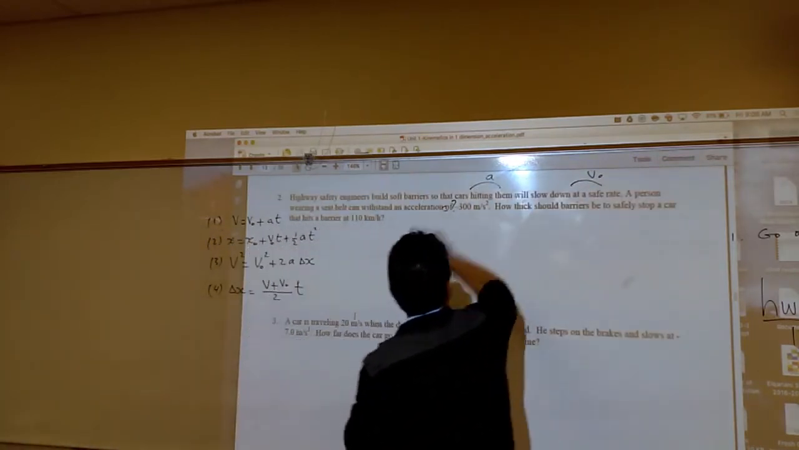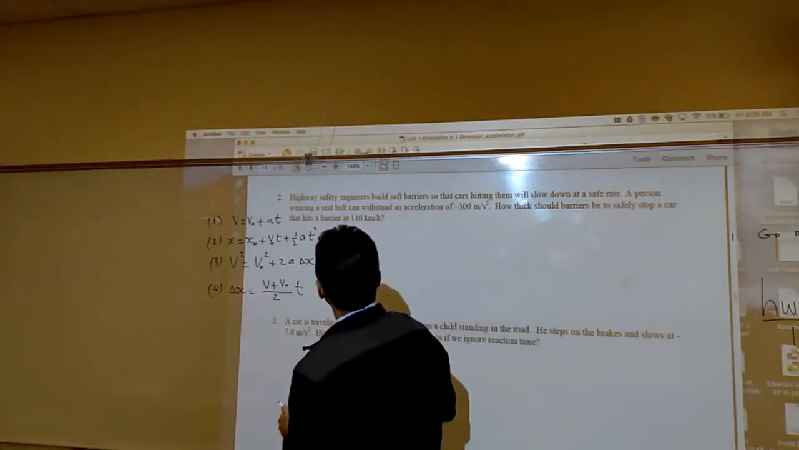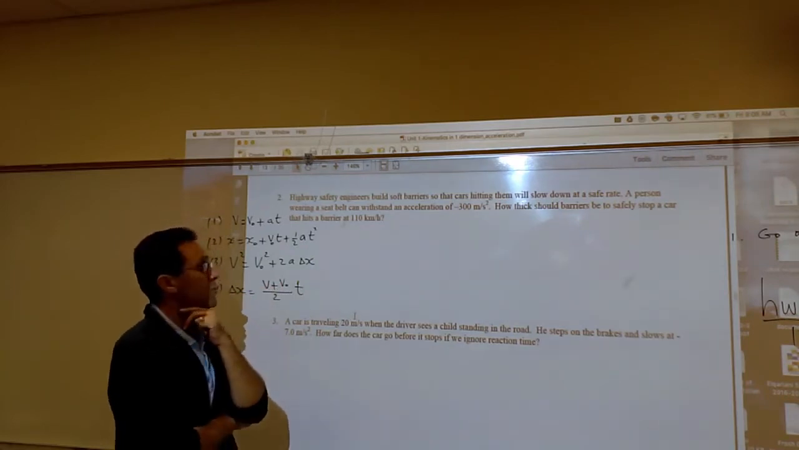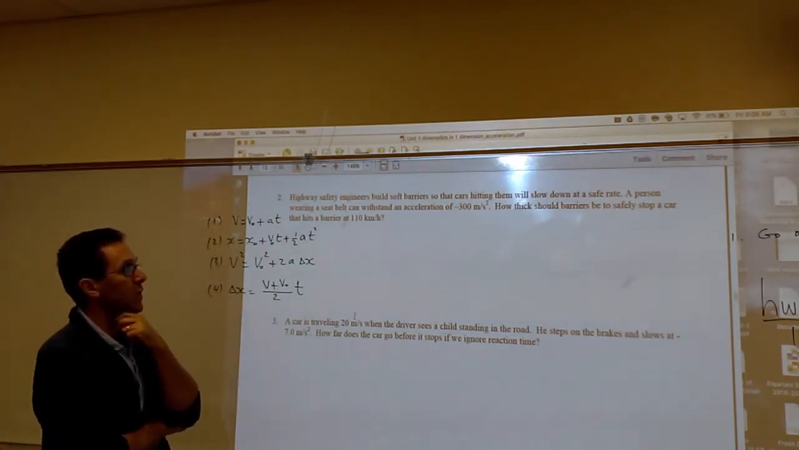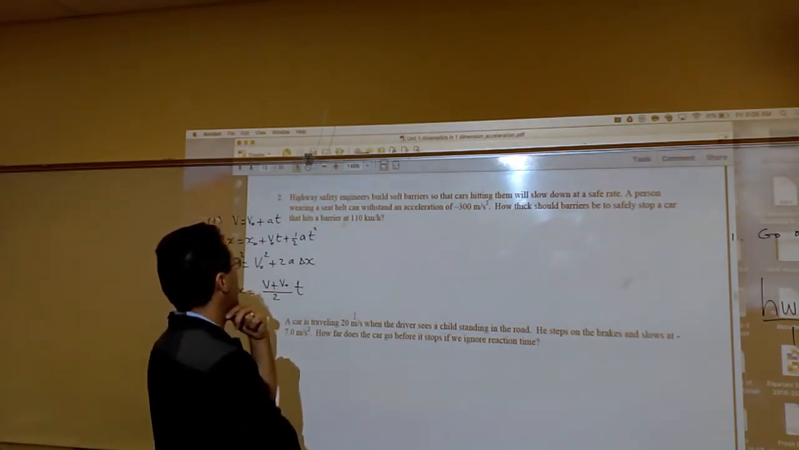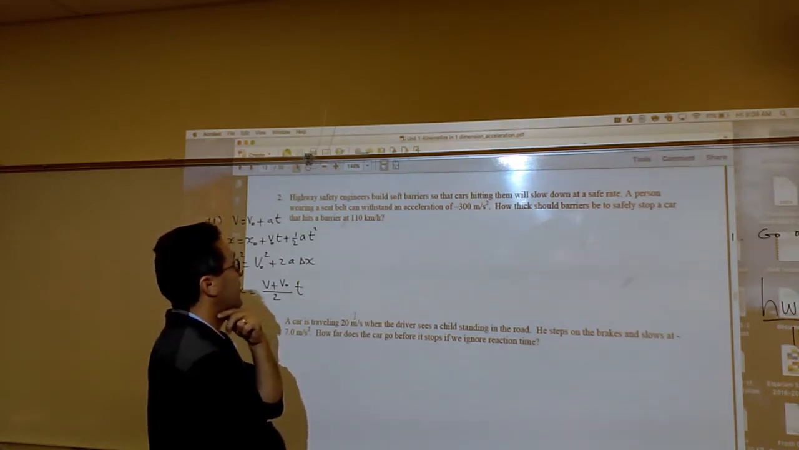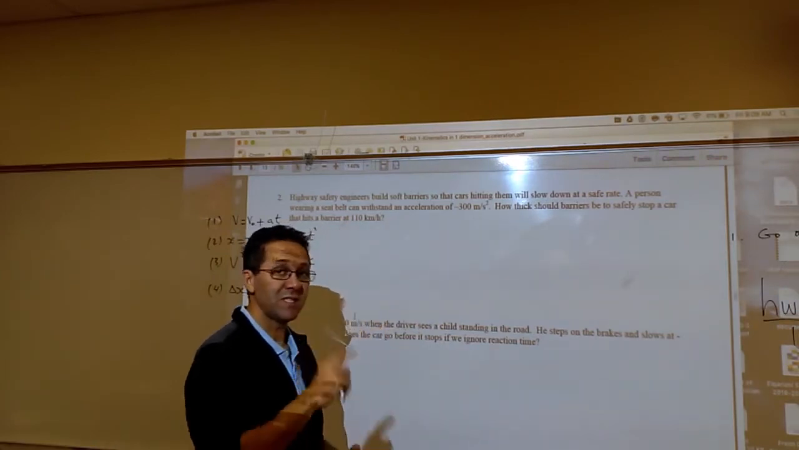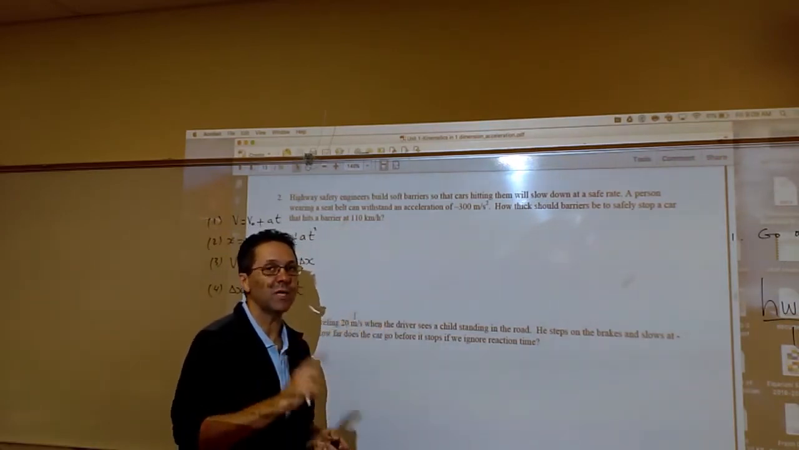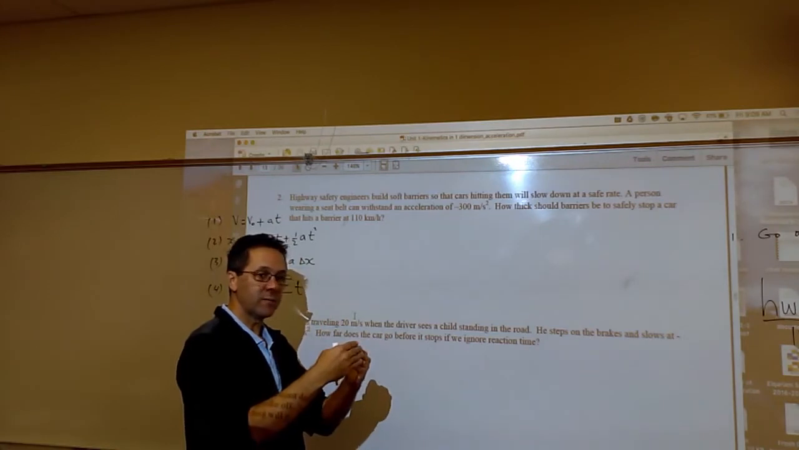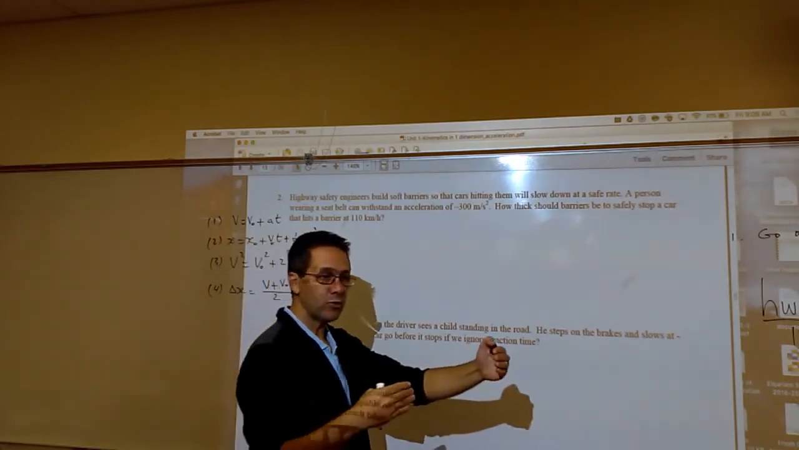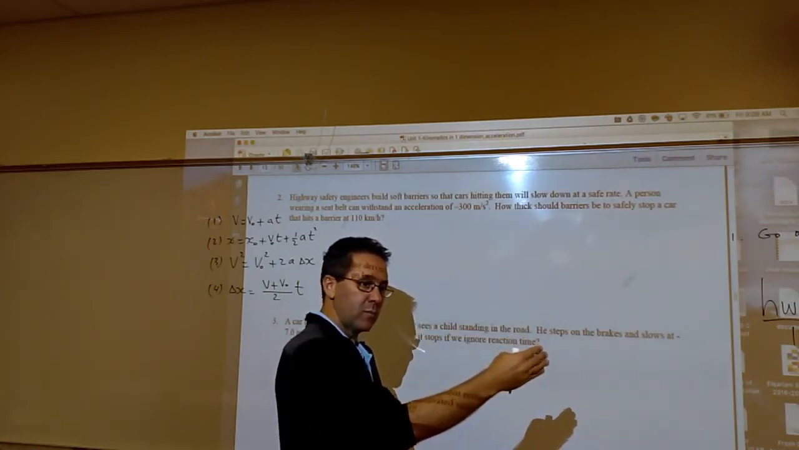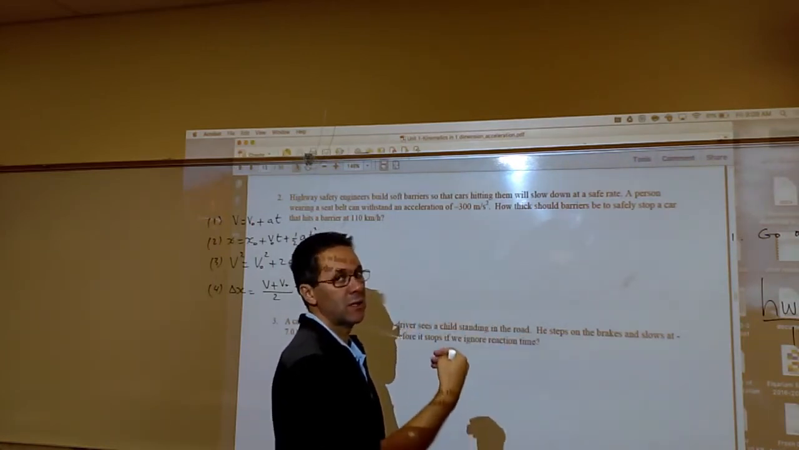So I'm just going to give you a quick hint on how to do the problems. Highway safety engineers built soft barriers so the cars hitting them will slow down at a safe rate. A person wearing a seat belt can withstand an acceleration of negative 300 meters per second squared. Now, if this says positive 300, you will have to make that negative, because you're hitting the barrier and you're slowing down. We're going to look at the direction of travel as positive, but you're slowing down, which means your acceleration is negative.